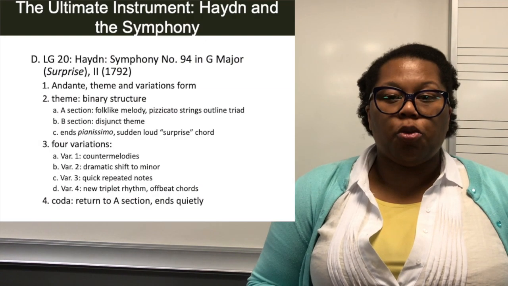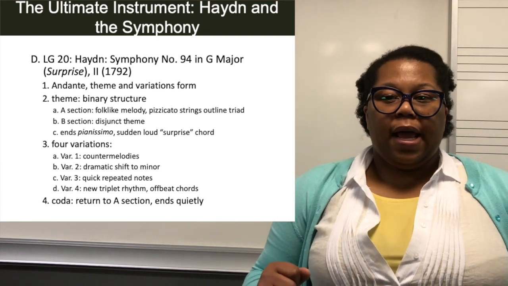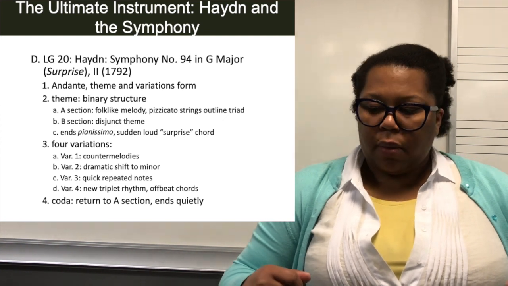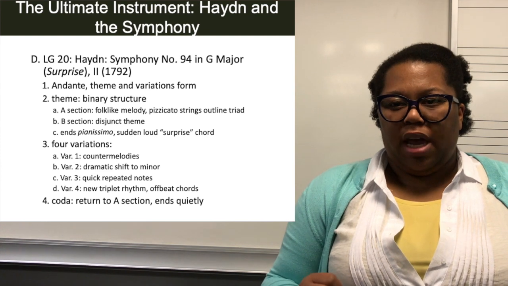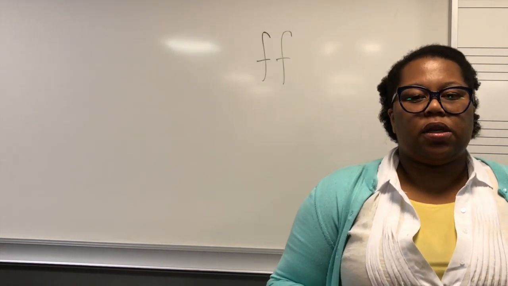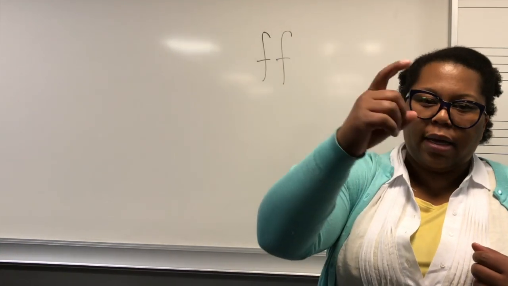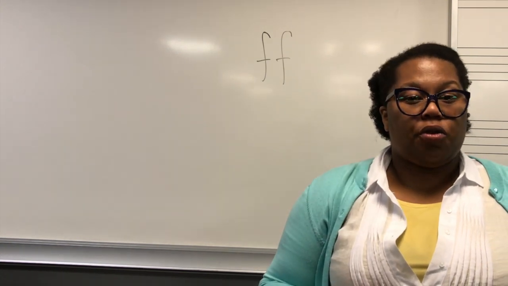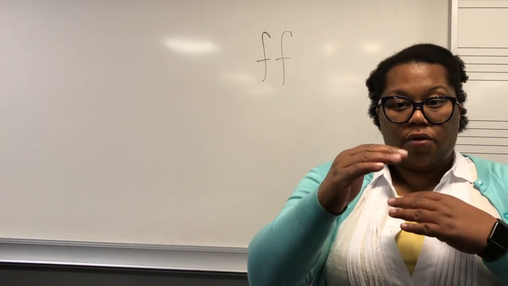So binary meaning two parts. We have an A section and a B section. And the A section has this folk-like melody, and so it's very rustic in a way. Then we have these pizzicato strings. Now, pizzicato is a technique that the strings use where instead of using the bow on their strings, they're plucking the string with their fingers. And the strings are outlining a triad. So we have a root, third, fifth of whatever the chord is.